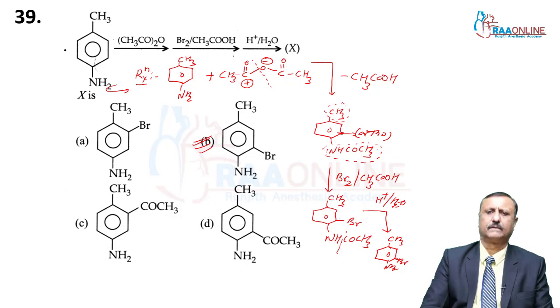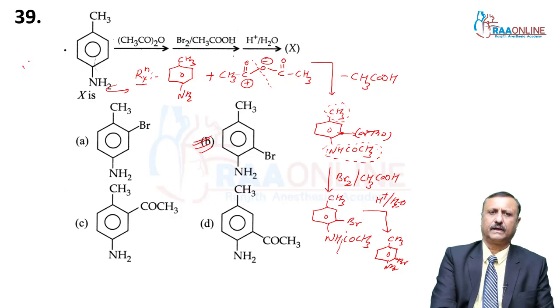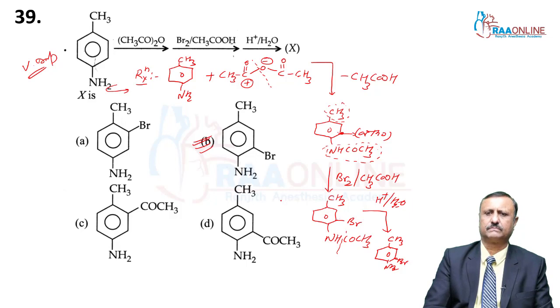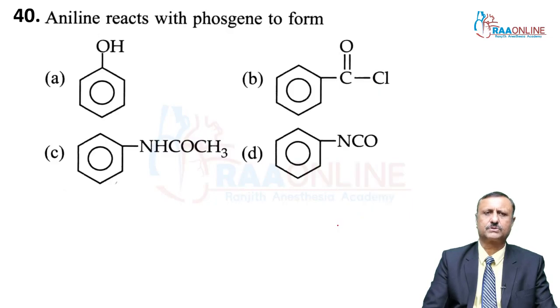Now, my dear students, this is a very important reaction, and it is a conceptual reaction which is asked in your NEET exams also, because here two activating groups are present, and bromine is added at the ortho position of the more dominant activating group. So you get this compound. So question number 39, the answer is B. Now we go to the next question, question number 40.